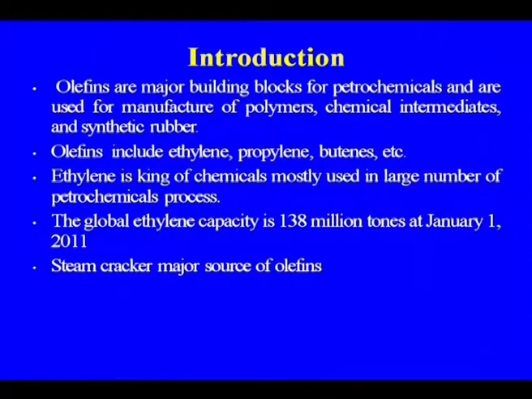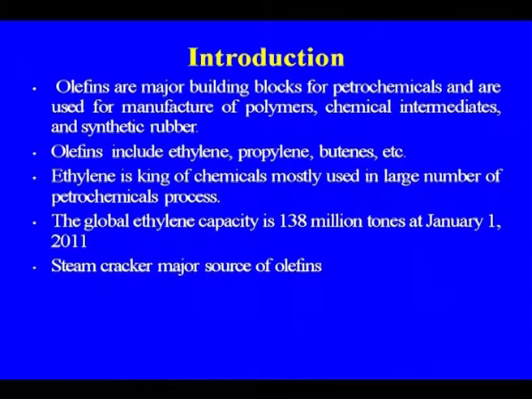Why cracking? I discussed while discussing the raw materials for the chemical process industry that we started getting ethylene through the molasses route from ethanol. But you see the importance of ethylene, a major raw material for the petrochemical industry. The olefins, ethylene and propylene, are major building blocks for petrochemicals and are used for manufacture of polymers, chemical intermediates, synthetic rubber, and a large number of other products. Olefins include ethylene, propylene and butenes.